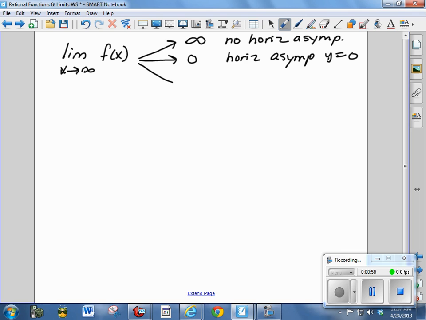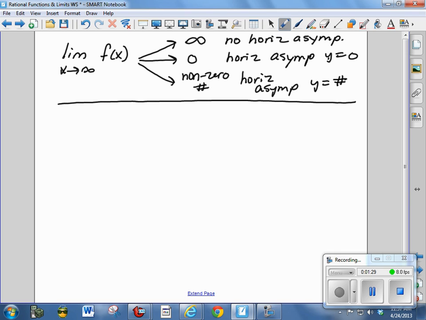The third case would be that we have a non-zero number. This is when the degree of the numerator and the denominator are equal. We get some non-zero number for our horizontal asymptote, so we still have a horizontal asymptote: y just equals a number. So you're looking at the degree of the numerator and the degree of the denominator, seeing which one's bigger or if they're equal. This is the same thing we did when we graphed rational functions; we're just including limit notation now.